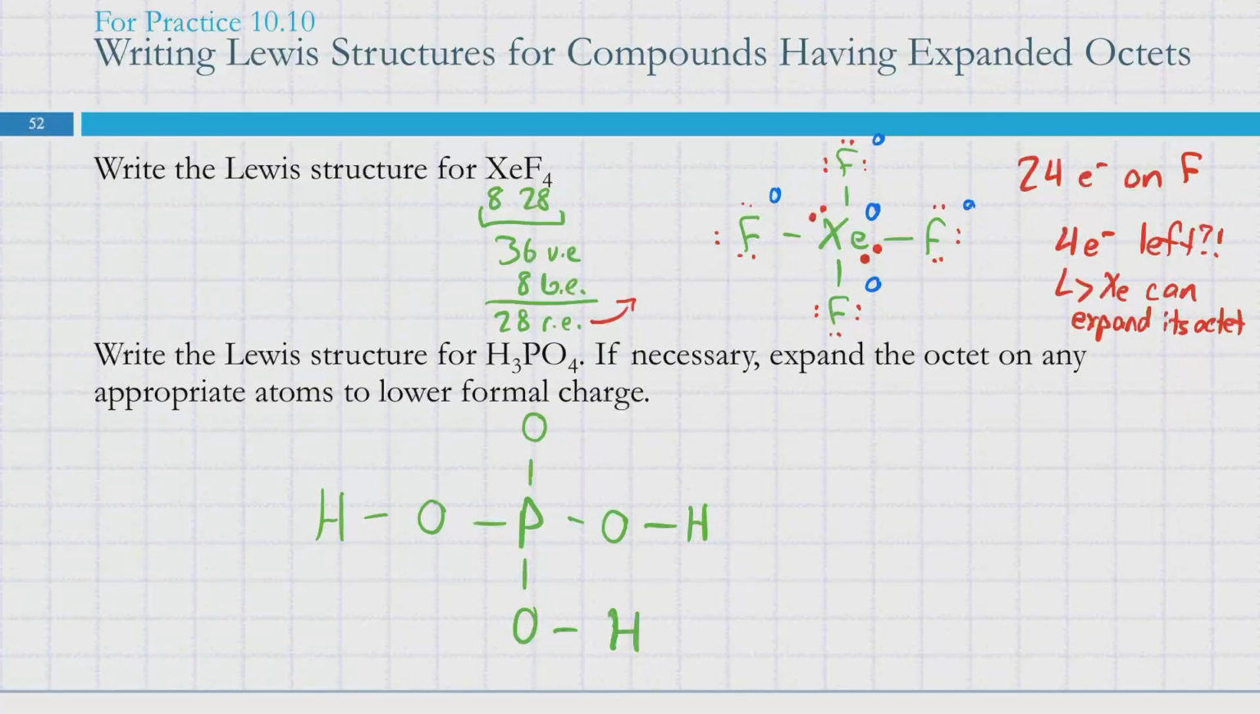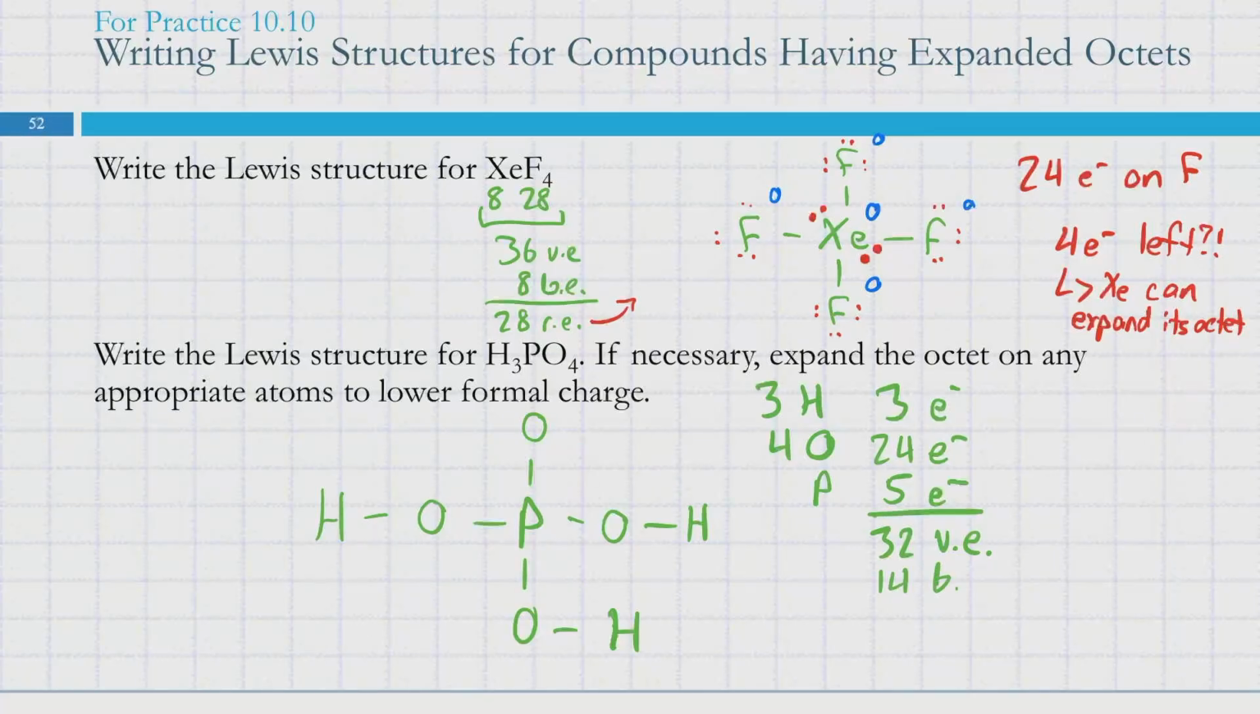We've got 3 hydrogens, 4 oxygens. That's going to be 24 electrons. And we've got a phosphorus that'll have 5 valence electrons. So 24 plus 8, 32 valence electrons. To get everything connected, we used 1, 2, 3, 4, 5, 6, 7 bonds. 2 electrons each, 14 bonding electrons.